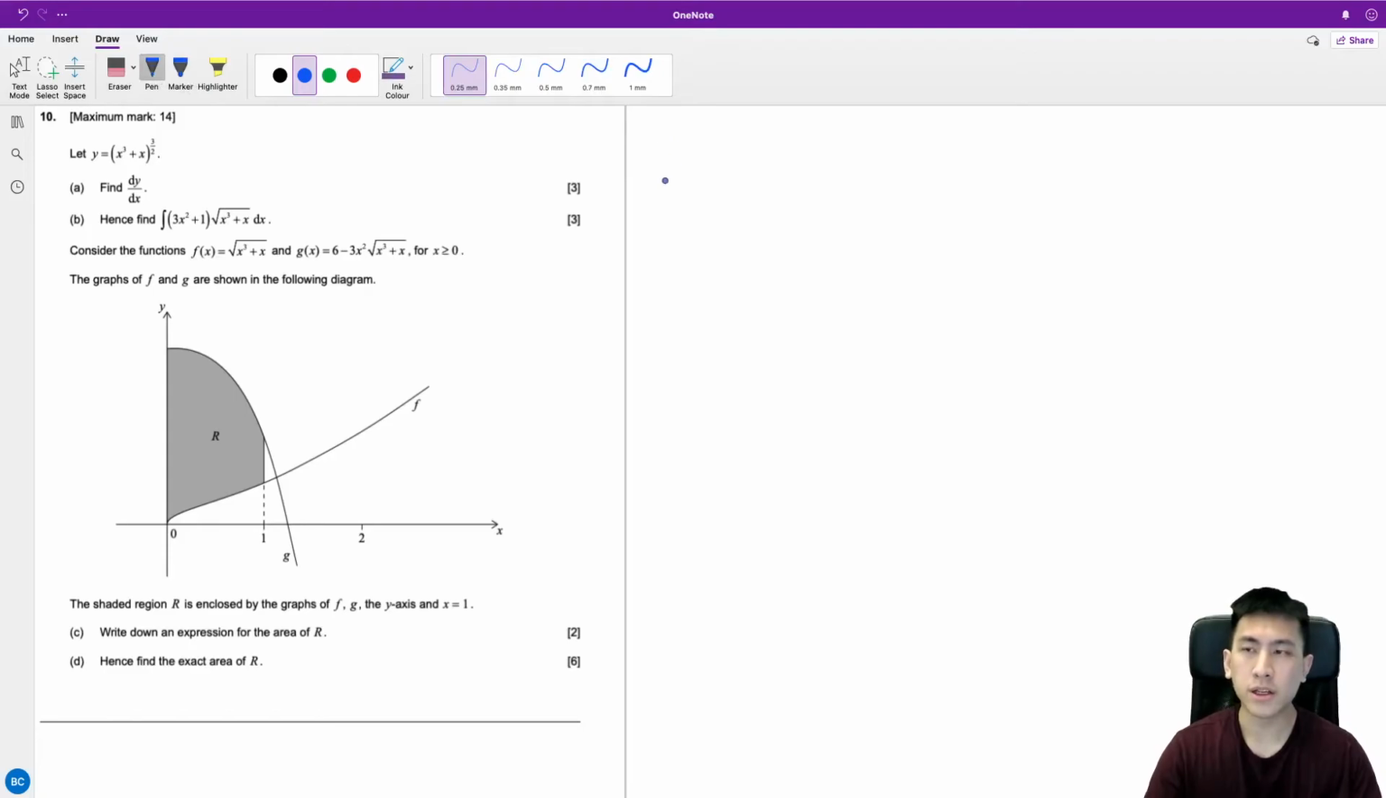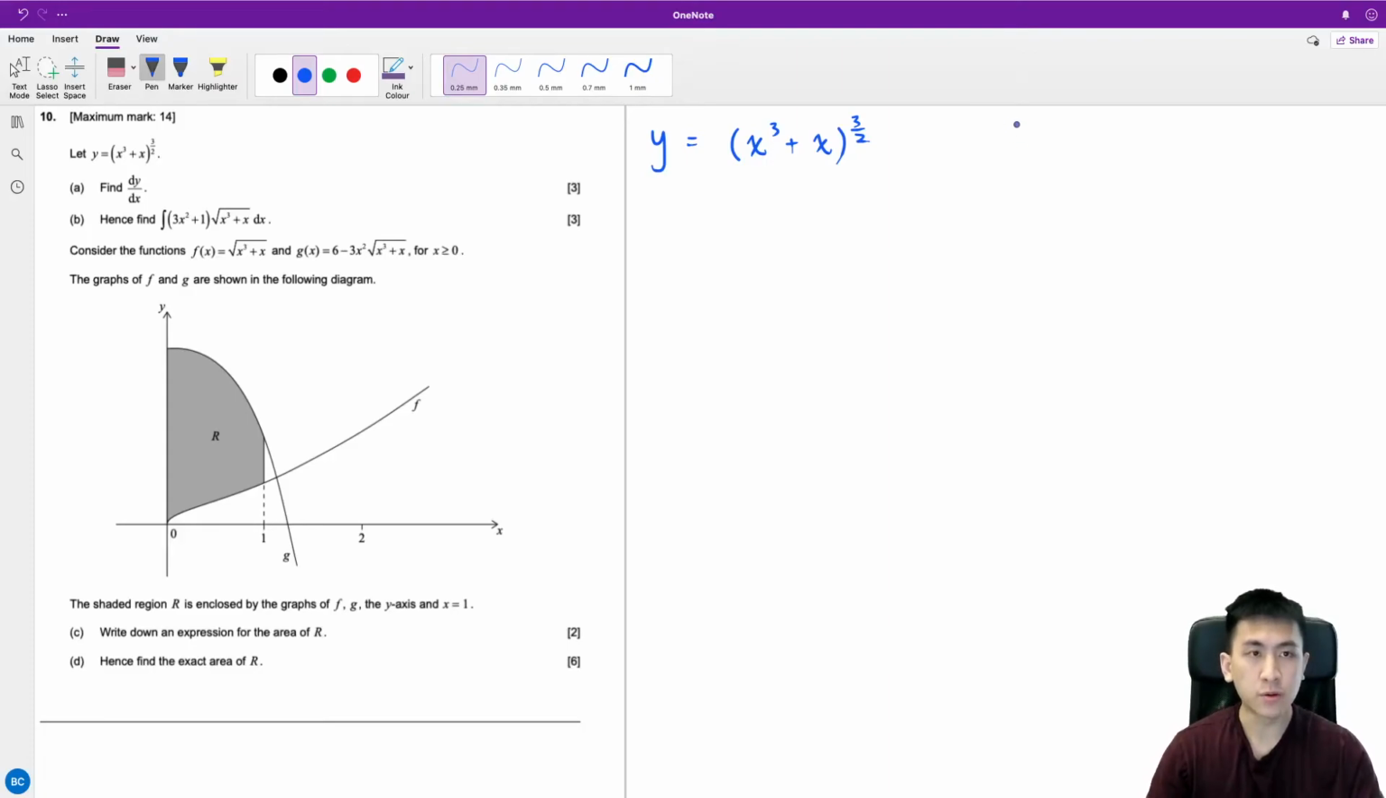Okay. All right. Question 10. They gave you a function and they simply ask you to differentiate it. So very textbook work here. But I think some of you might be wondering how to do chain rule, because I do think a lot of schools teach chain rule rather confusingly.